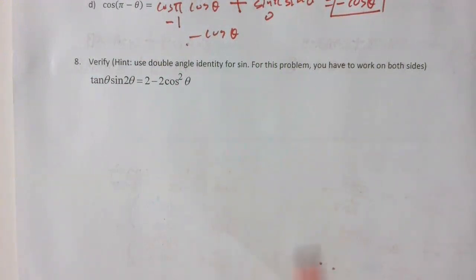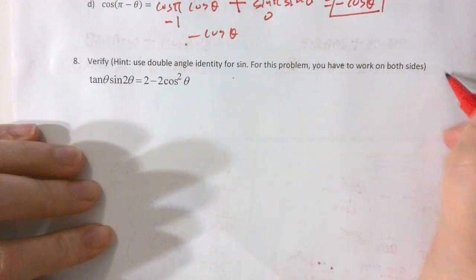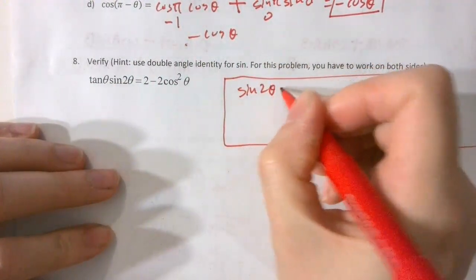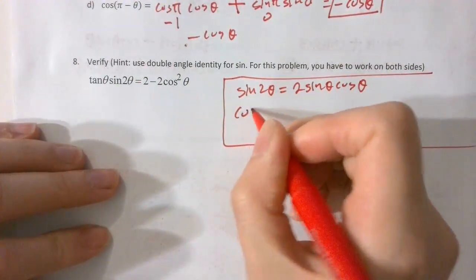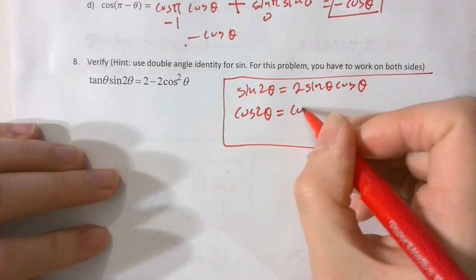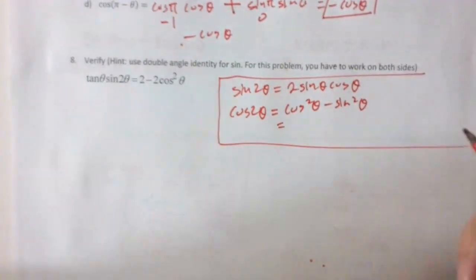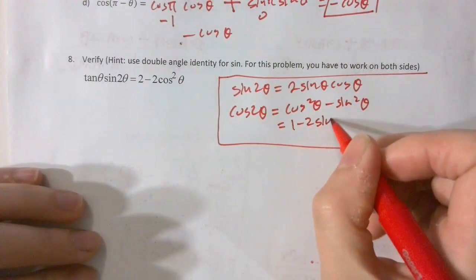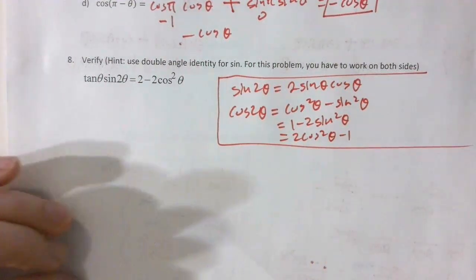Ooh, this time we might have to use a double angle identity. So quickly review double angle. I'm going to give you this on your test. Sine 2 theta is equal to 2 sine theta cosine theta. Cosine 2 theta is equal to cosine squared theta minus sine squared theta, or 1 minus 2 sine squared theta, or 2 cosine squared theta minus 1.